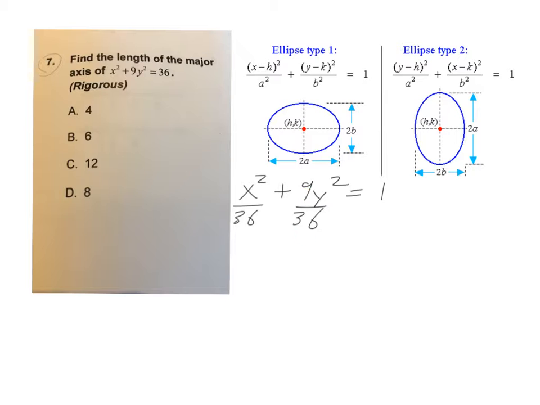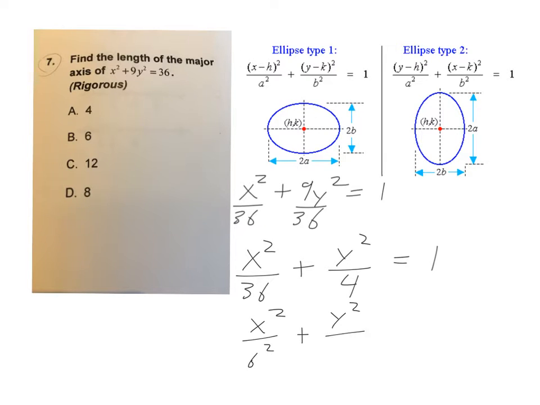This can reduce because I can take a 9 out of both of these, and so I'd actually have x squared over 36 plus, if I took a 9 out of the top and the bottom, y squared over 4 equals 1. Well, notice that these are perfect squares on the bottom, so we could actually go a step further. We could say this is like saying x squared over 6 squared plus y squared over 2 squared equals 1. Okay, and now we have it in the correct form. Once it's in the correct form, we can easily tell what our a and our b is. So our a is 6, our b is 2.